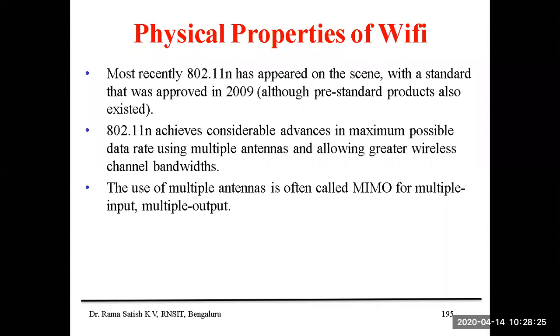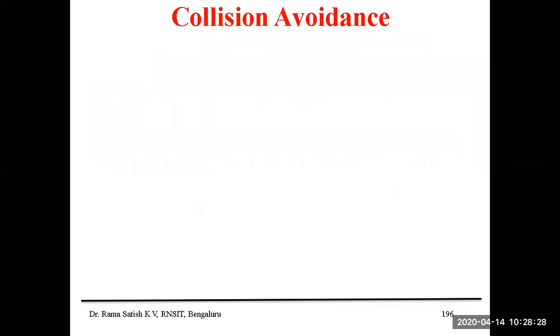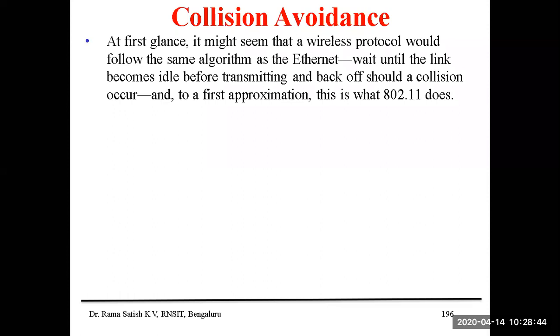That's what we consider. One of the major problems we come across with respect to Wi-Fi networks is collision avoidance. A lot of packets will collide. How to avoid this collision? That is the main issue here. At first glance, it might seem that a wireless protocol would follow the same algorithm as Ethernet: wait until the link becomes idle before transmitting, and back off should a collision occur. And of course, to a first approximation, this is what 802.11 does.